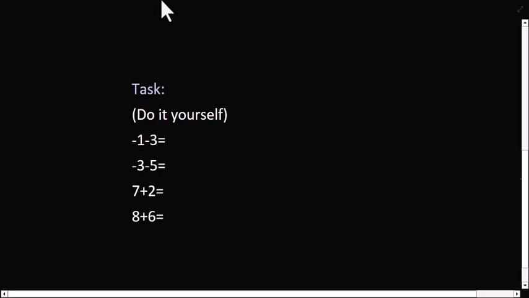For the first one, we'll have negative 1, negative 3. The sign of 1 here is negative, and the sign of 3 here is negative. Are they same signs? Yes. Because they are same sign, the rule applies. So 1 plus 3 is 4. And since we have negative, just add negative. So what we have here is negative 4.